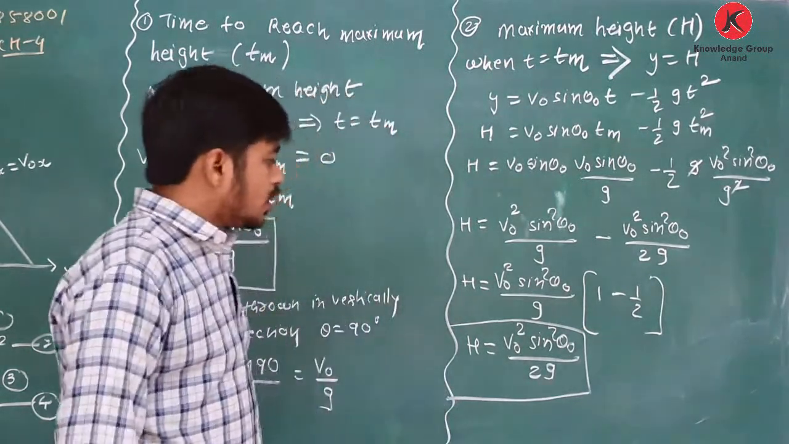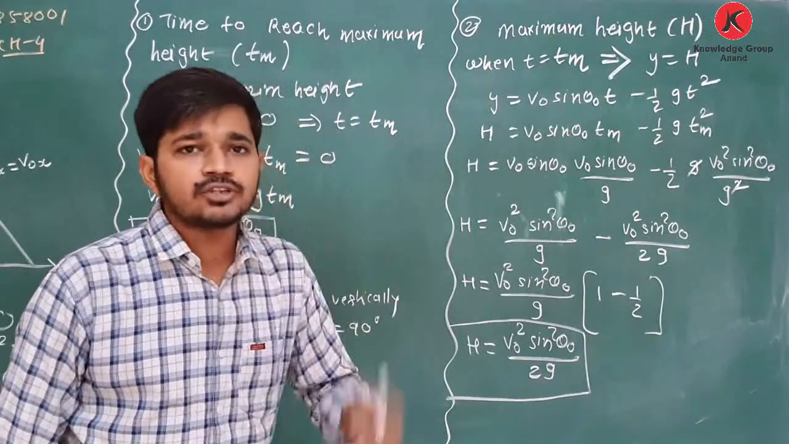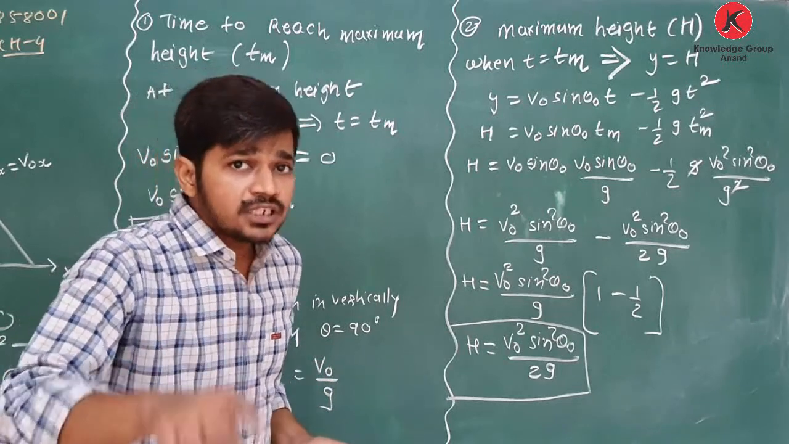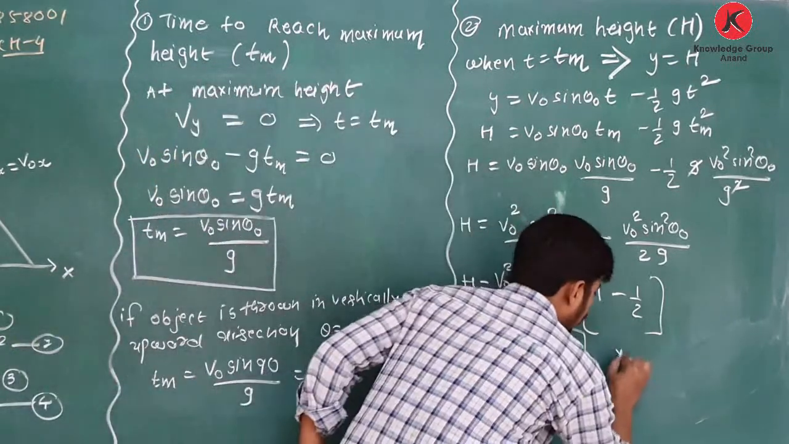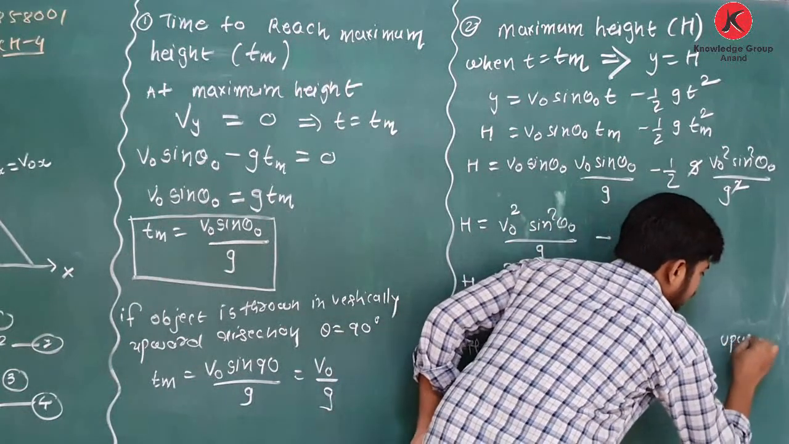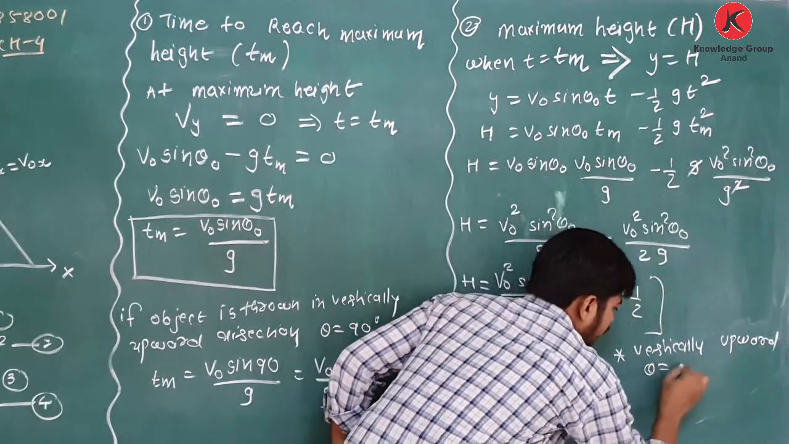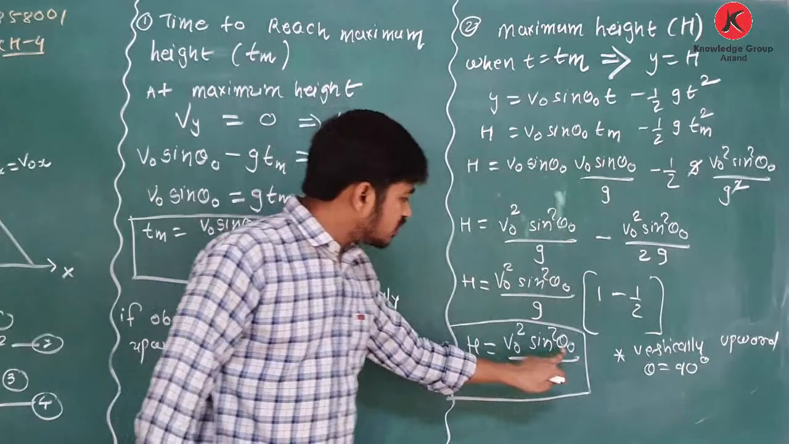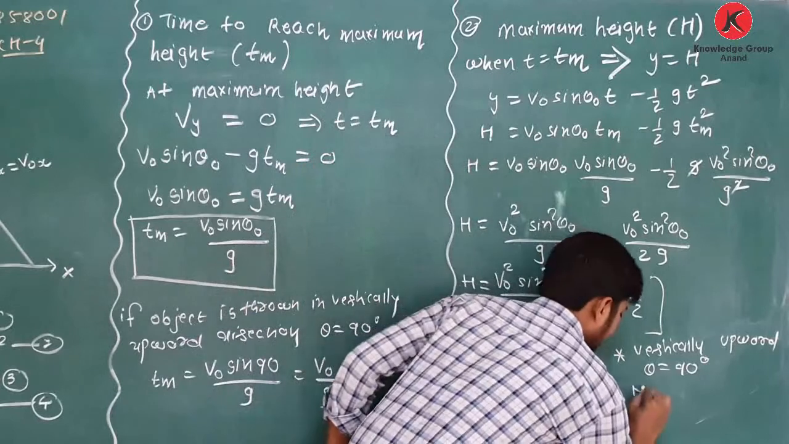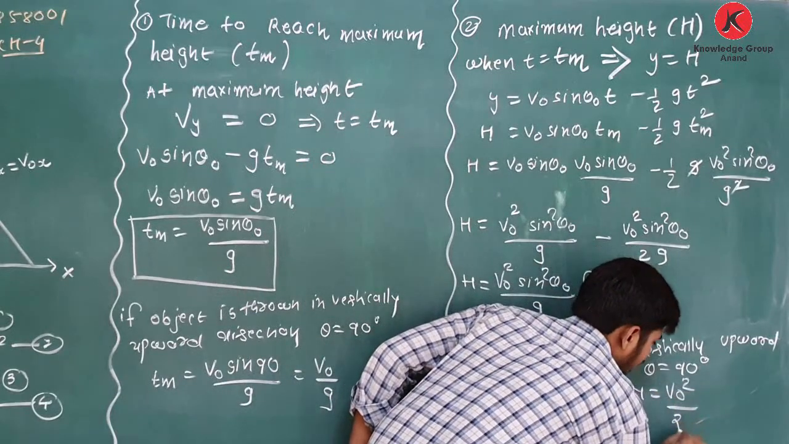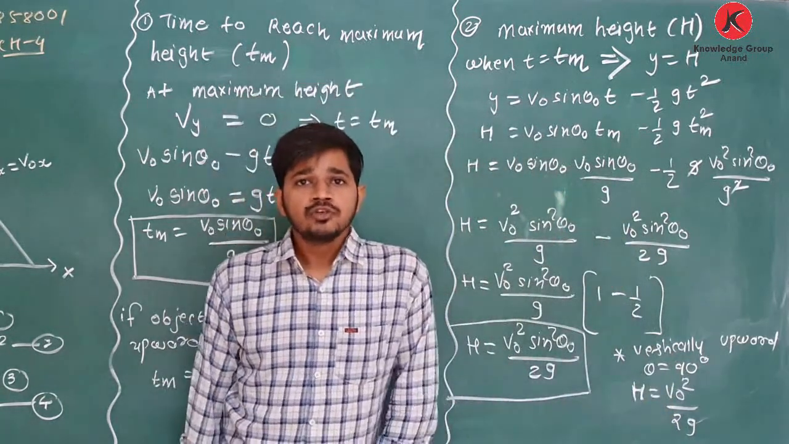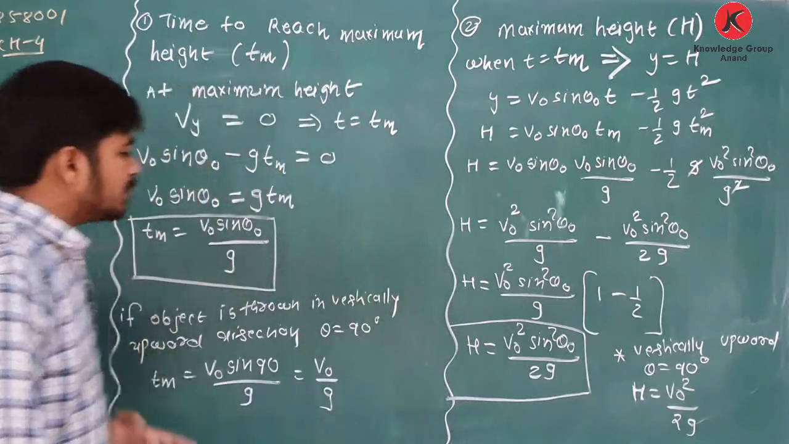Again, we have derived one equation in chapter number 3. For vertically upward direction, if we throw an object vertically upward, theta is equal to 90. Put 90 in this equation, sin 90, yes, it is 1, and 1 square is 1. So what will you get? You will get H is equal to V0 square upon 2g. That we have obtained in chapter number 3. Clear? So yes, now you have to remember these equations.